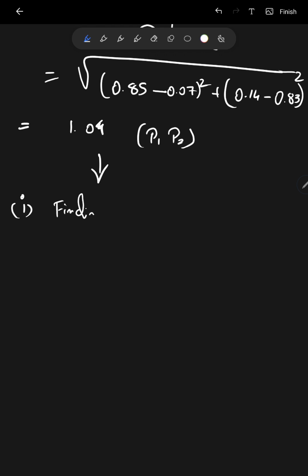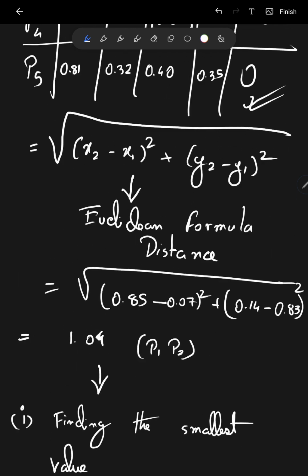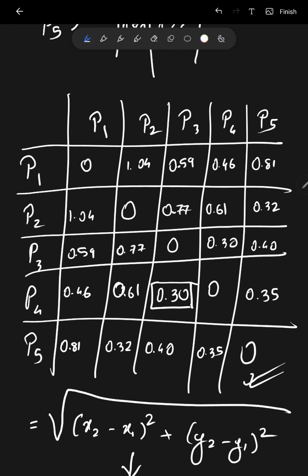The first step is finding the smallest value, and we need to keep on iterating this till the end. When you do it, you'll understand. From here, the smallest value is 0.30, and the distance is between P4 and P3.